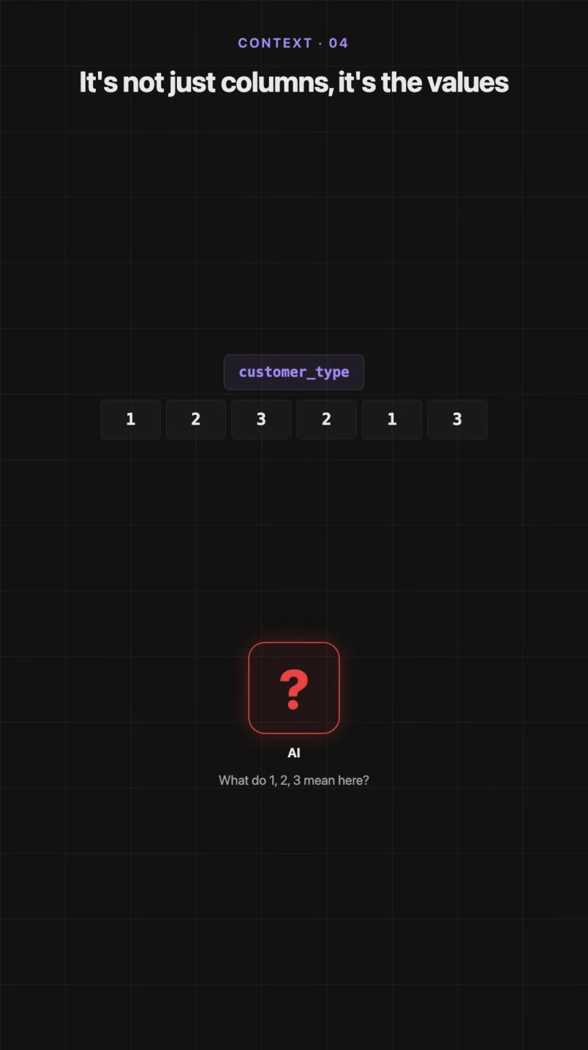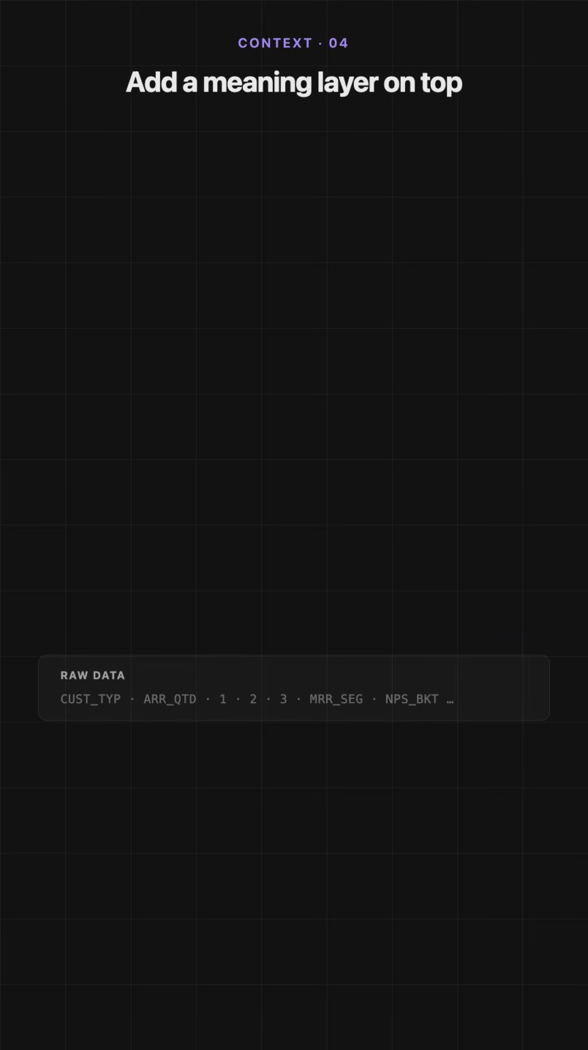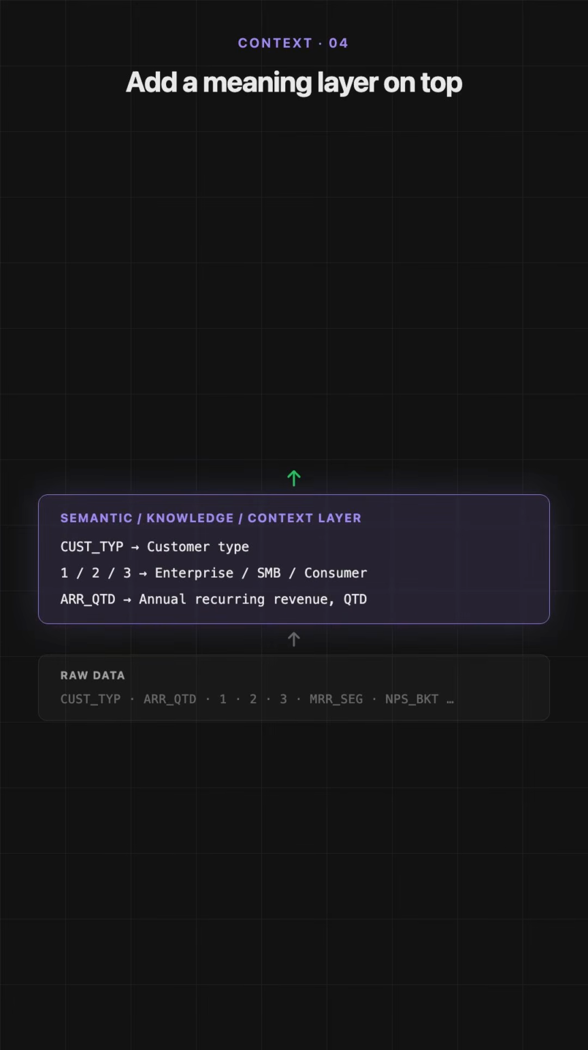Here's an example of customer type. You could have a customer type of 1, 2, and 3. The AI has no idea what 1, 2, and 3 means in this context. Now here, this is the context layer of actually having the AI understand what each one of these pieces mean. You may have heard semantic layer or knowledge layer. This all basically means the same thing, at least at this point.